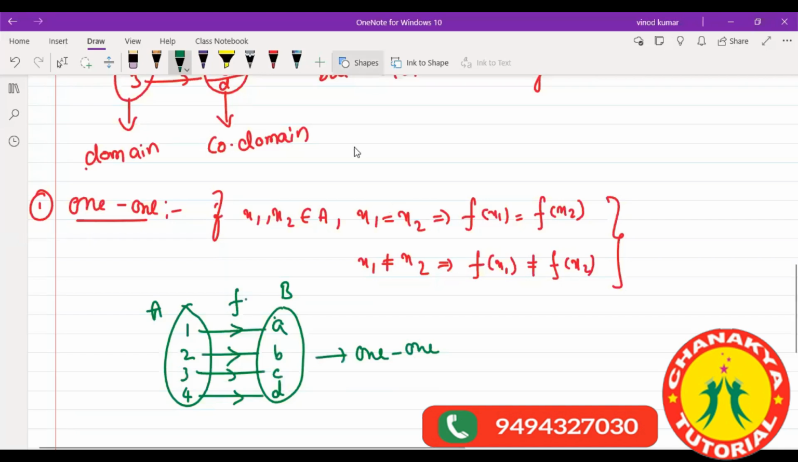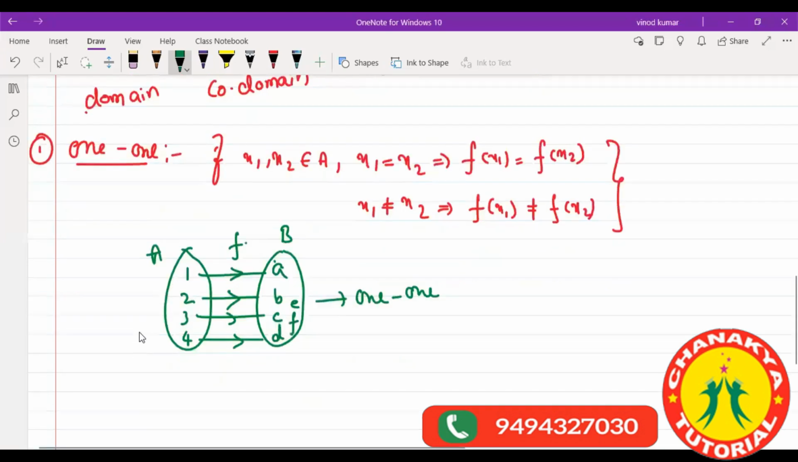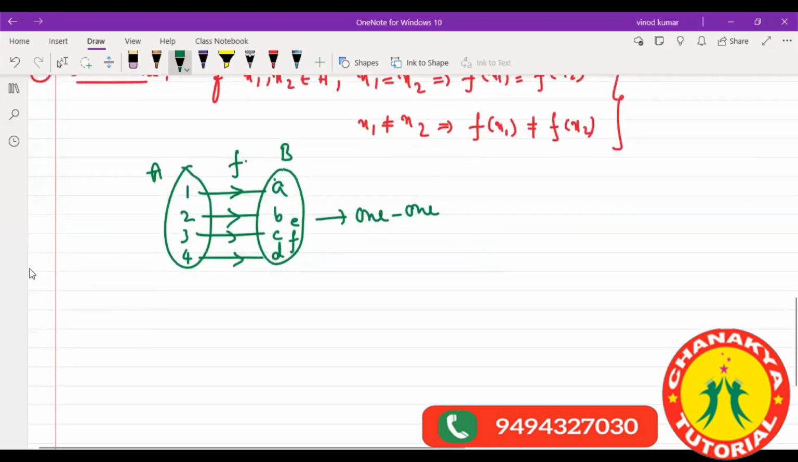Sir, in the codomain, do all the elements need to have a pre-image? No. In this one, some elements, suppose E and F, are not mapped with any element in A. The codomain and the range are not the same. Of course, it is one-one. In the onto function, the codomain and the range are compulsorily the same.